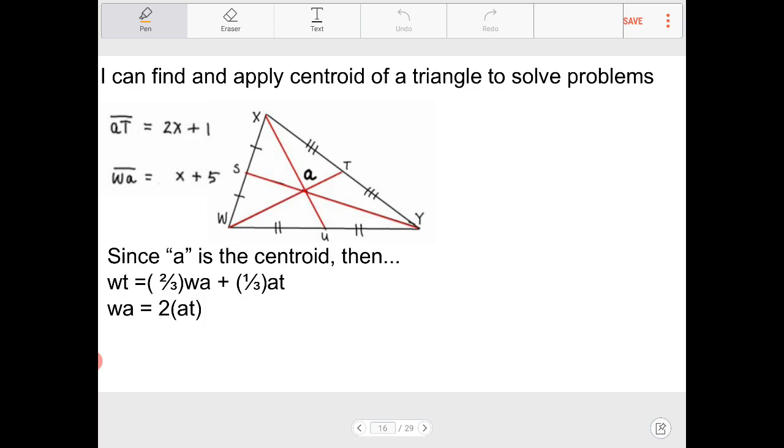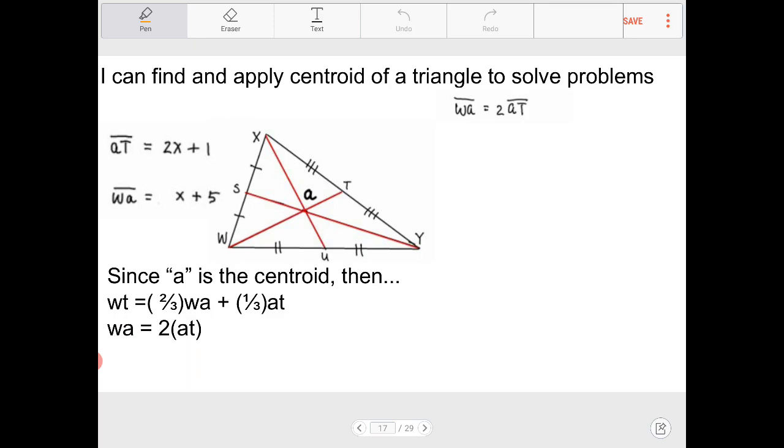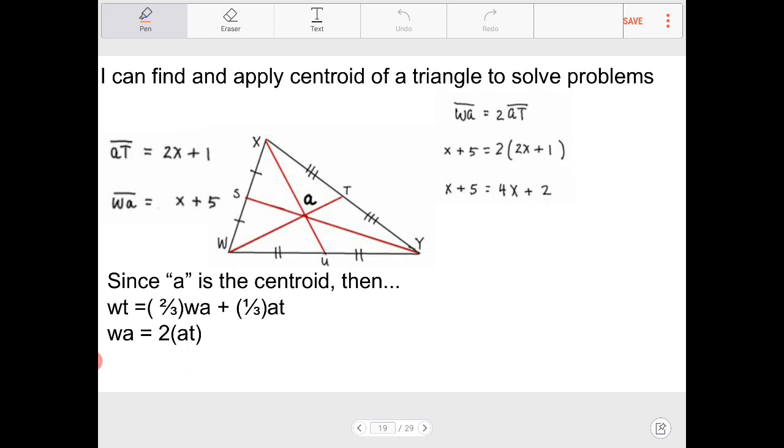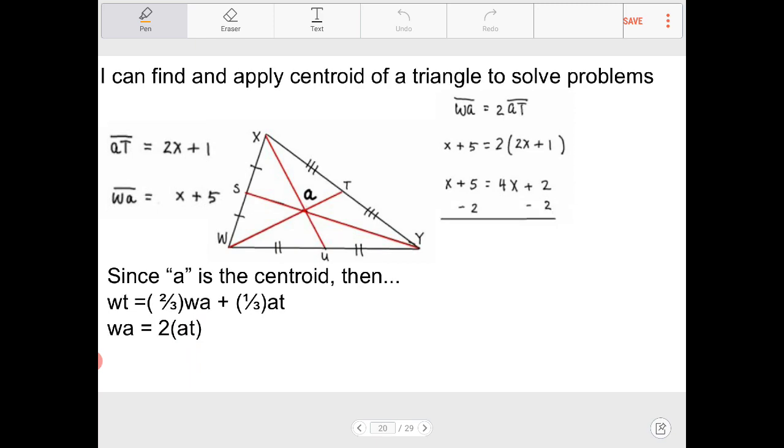Since A is the centroid, then WT is going to equal 2/3 of WA and 1/3 of AT, or WA is going to be twice as long as AT. Since I have WA and AT, I can just use this relationship here. So one more time, WA is 2 times AT. Therefore, I can immediately substitute that in. x plus 5 is equal to 2 times 2x plus 1. x plus 5 is equal to 4x plus 2.